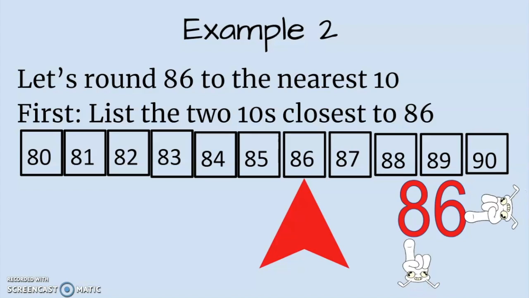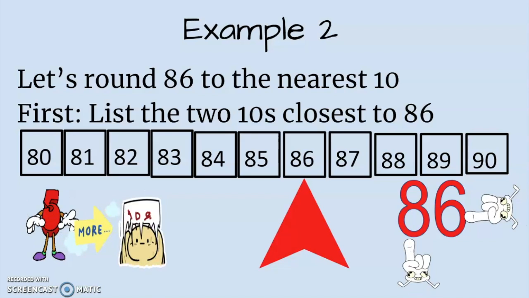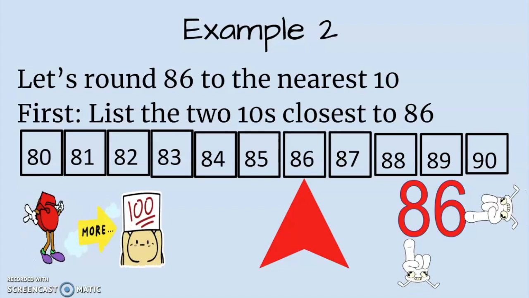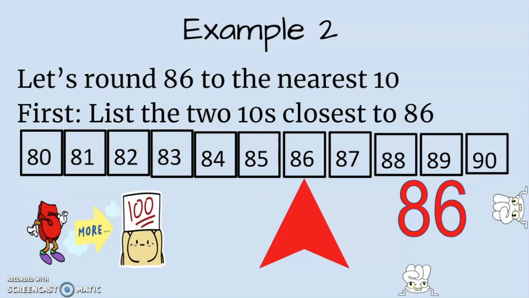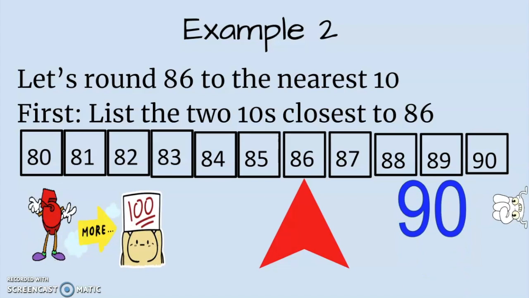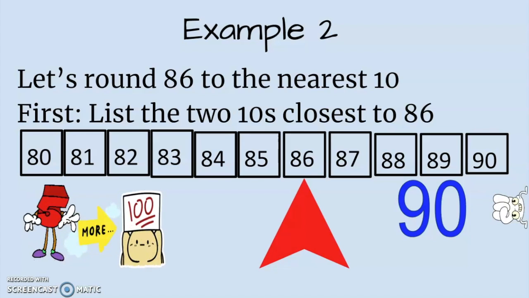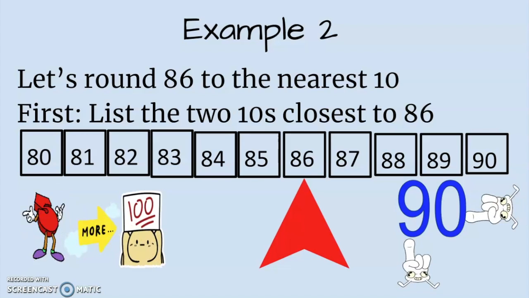Let's look at our 6 in the ones place. Based on our rule, it's 5 or more. So 5 or more, we're going to raise that score. So our 8 is going to change. When we list our answer, the 6 is going to become a 0, and our 8, when we raise the score, is going to become a 9. 90 would be the closest 10 to 86. Hope that makes sense.